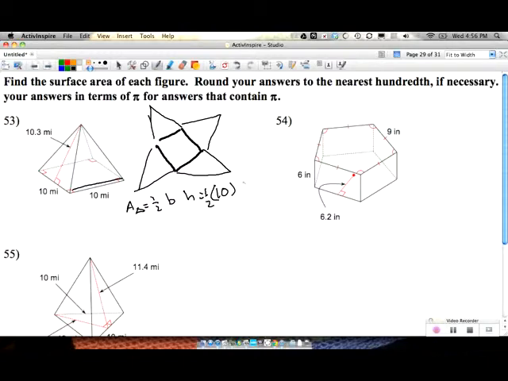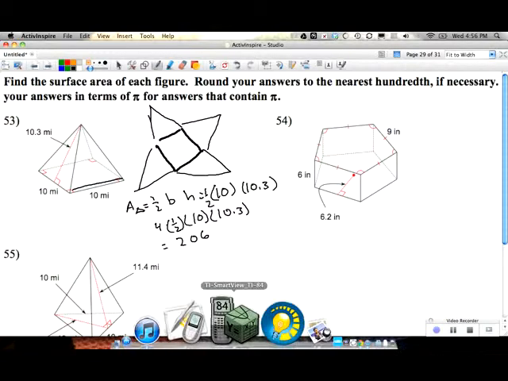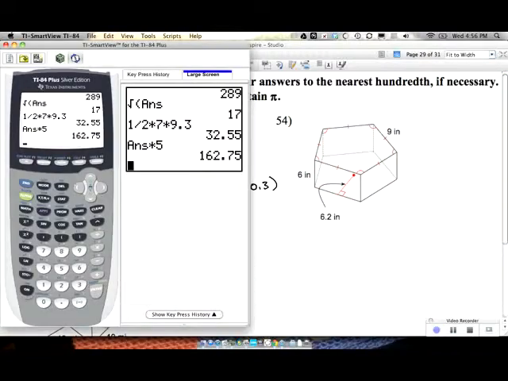And we got 4 of those, so we got to multiply that by 4. So it's going to be 4 times 1/2 times 10 times 10.3, which is actually going to simplify to, I think, 206, but let's double check. It would be 4 divided by 2, which is the same as 4 times 1/2, times 10 times 10.3. 206. So that's the lateral area.